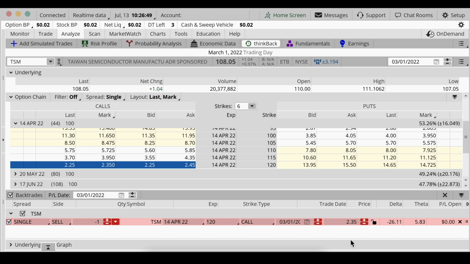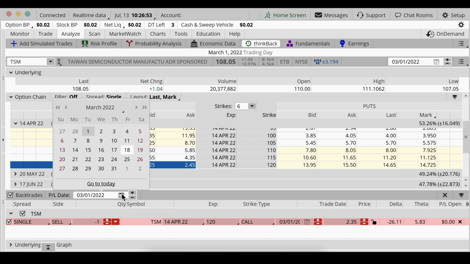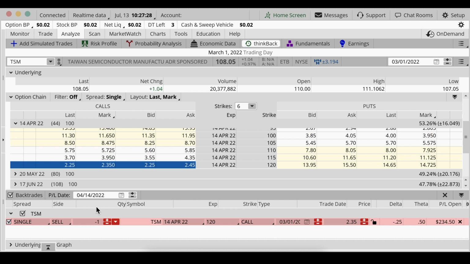To do that, in the back trade portion, I can fast forward the date. In this case, it will be to the expiration date of 14th of April. On the 14th of April, the share price of TSM was below the 120 strike price. So this option contract expired worthless and I made the full profit of $234.50, which is the entirety of the proceeds that I received for selling this option.